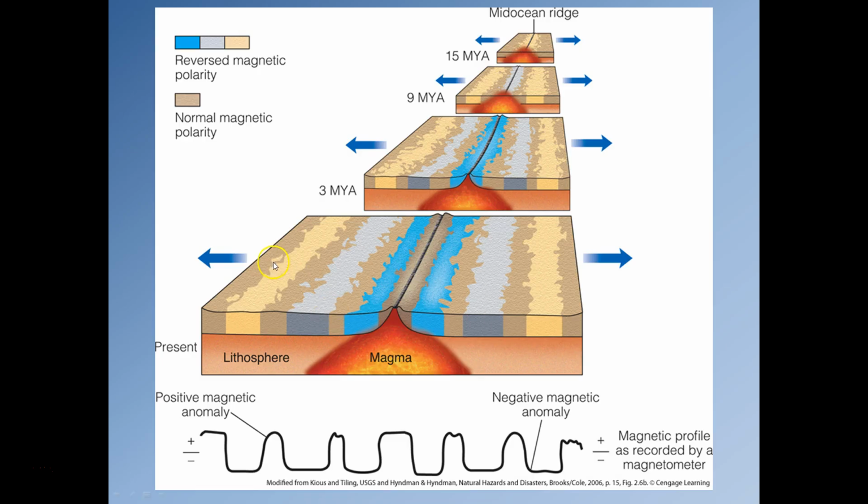And so that's really useful because once again it shows us that new crust is being made at the ridge, and it's being pushed laterally away from that ridge as new crust forms at the ridge. And the new crust that forms at the ridge retains the Earth's magnetic signature at the time that it forms.